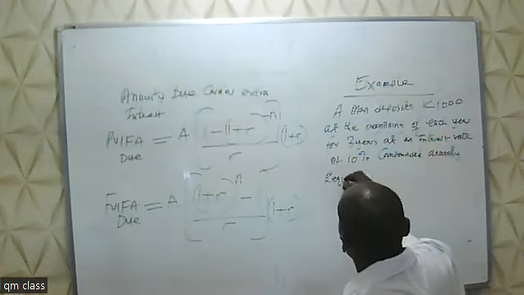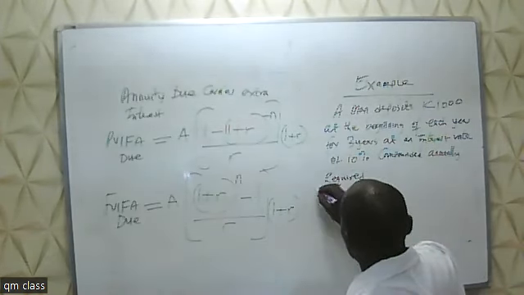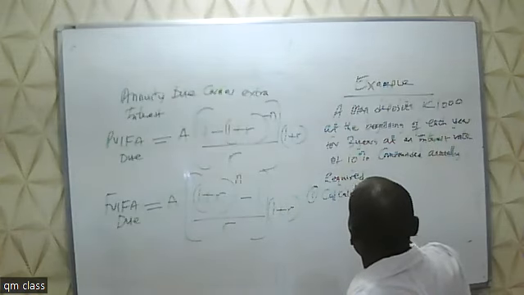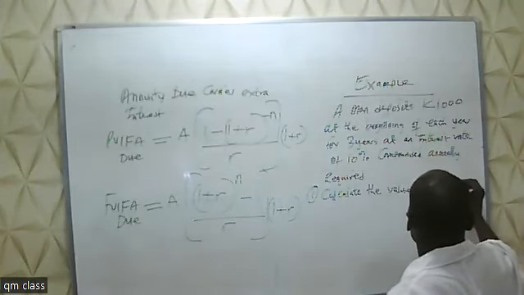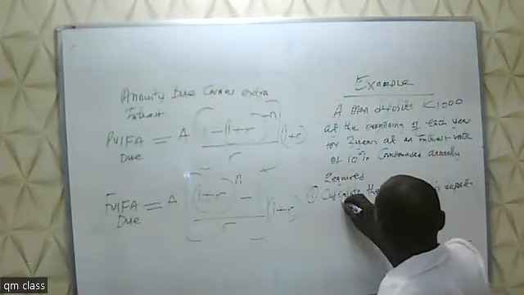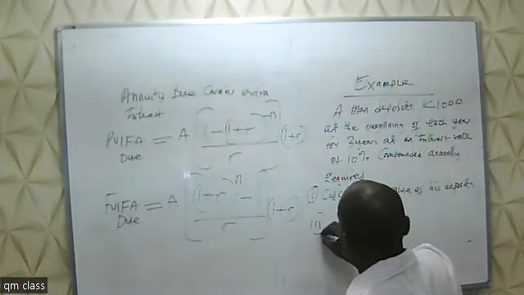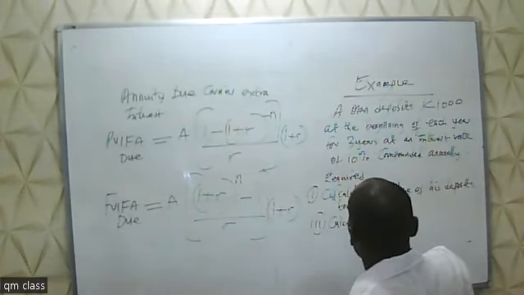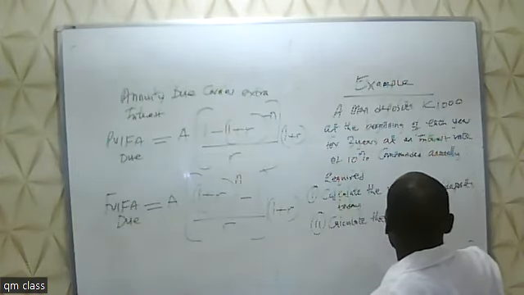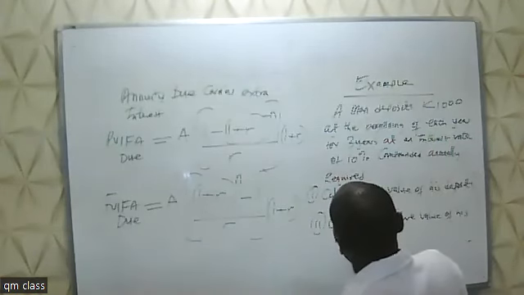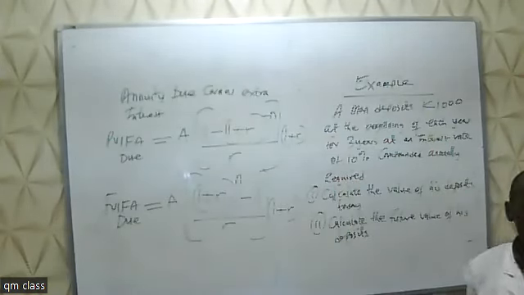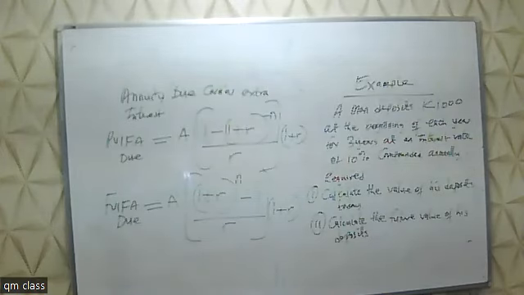Required: first, calculate the value of his deposits today, then calculate the future value of his deposits. You need to know which one is an ordinary annuity and which one is an annuity due. This one is an annuity due because of the term beginning.